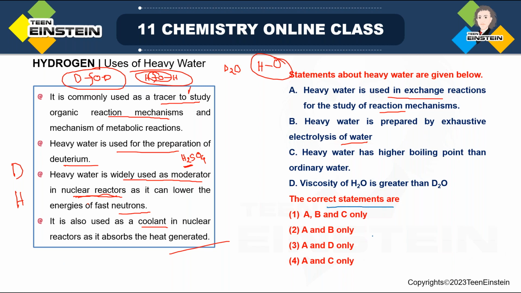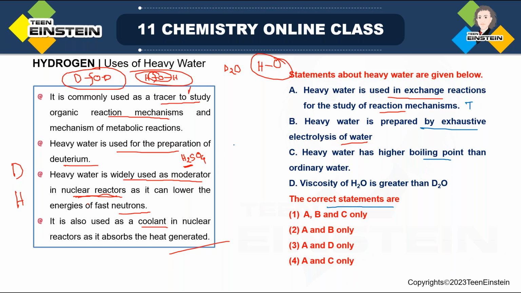So here the options are A, B, C, then AB, then AD, and AC. That means in all the options we have A. So A is actually true, because we have just discussed the uses of heavy water, and there we have seen that heavy water is used in exchange reactions for the study of reaction mechanism. This is one of its applications. Then how heavy water is prepared: in the last class we have seen it is by exhaustive electrolysis of water. Exhaustive electrolysis means you have to do the electrolysis for a long time. It is also called prolonged electrolysis. So this is also a preparation method. That means B is also true.